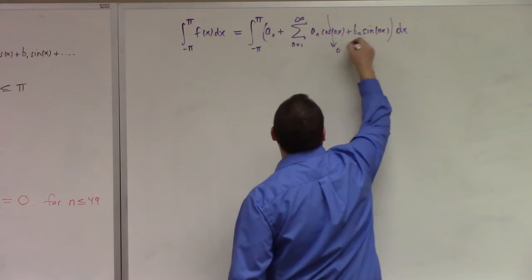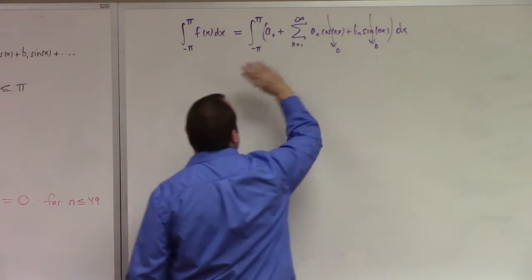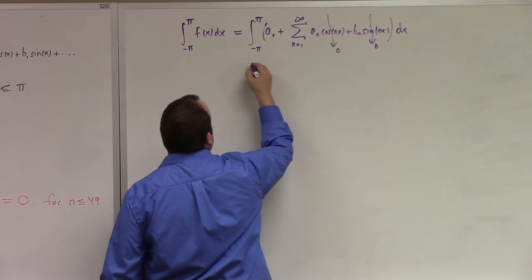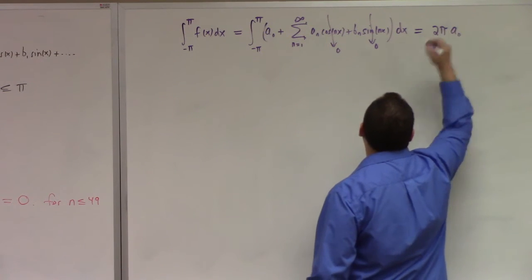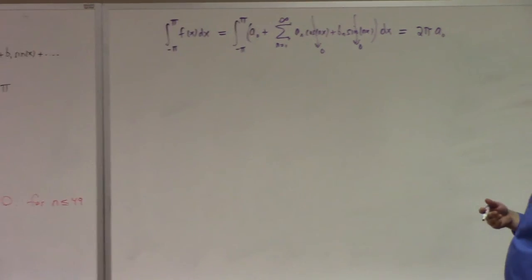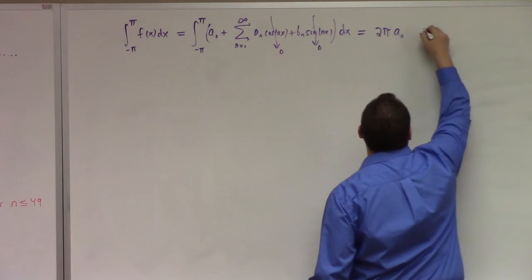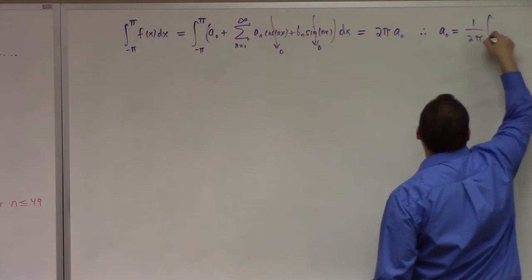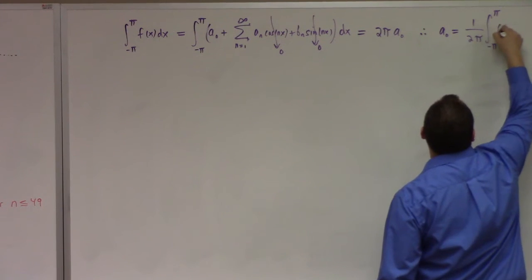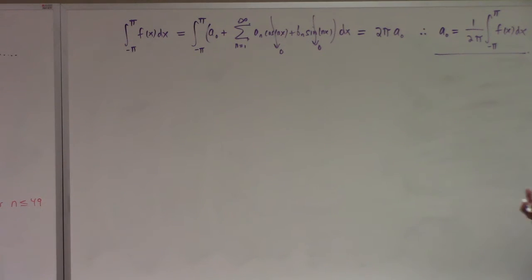So this is 0. This is 0 because it integrates to 0, assuming that you can integrate term by term. And long story short, we just get 2 pi a naught, because a naught is a constant. And lo and behold, we have a formula for a naught. Therefore, a naught is 1 over 2 pi times the integral from minus pi to pi of f of x dx. So the constant coefficient apparently has to do with the integration over some region of a function which is given, right?